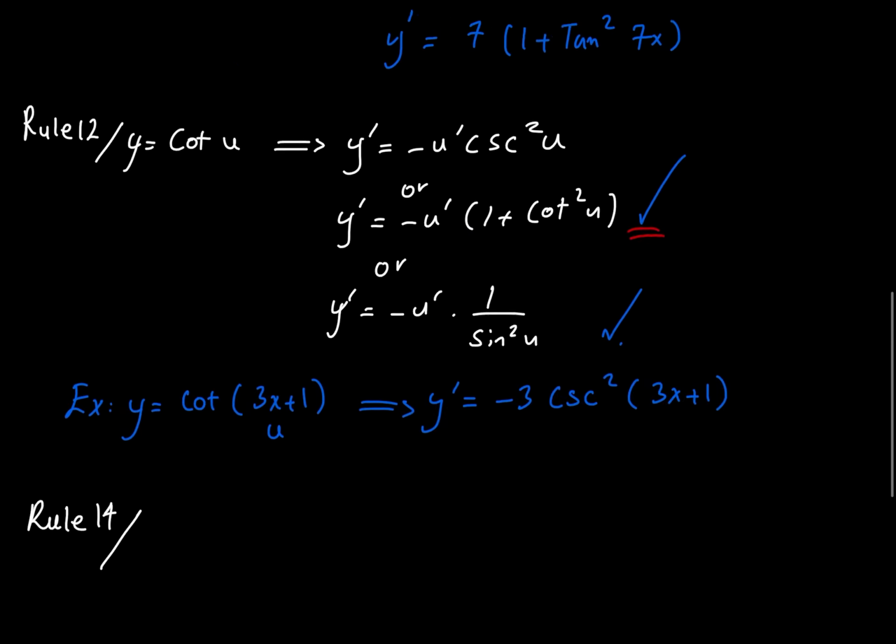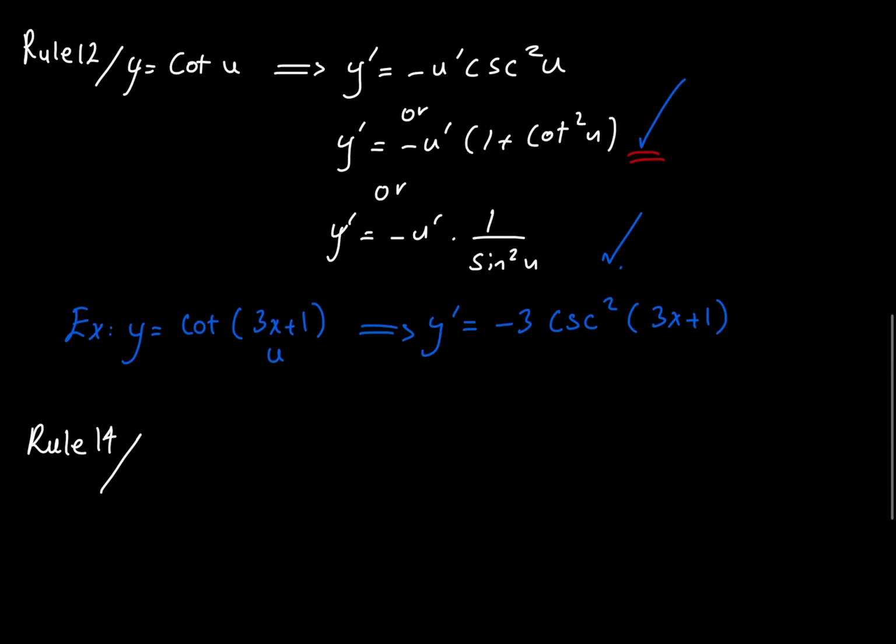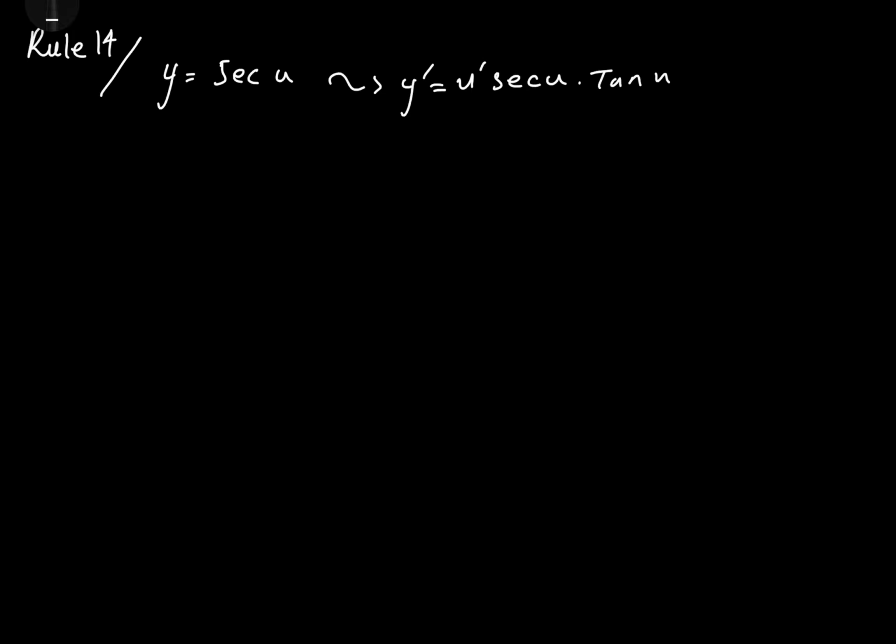So the last one was about cotangent, and this was supposed to be rule number 13, by the way, because we learned about the 12th before this. So rule number 14 is the derivative of y equals secant of u. In order to take the derivative of the secant, we simply use the formula: y prime is equal to u prime times secant of u times the tangent of u.